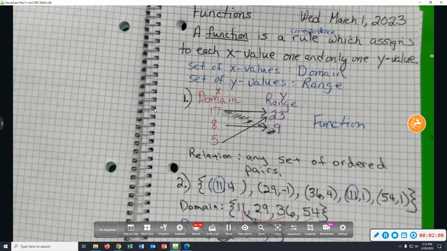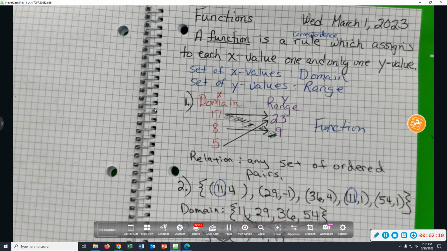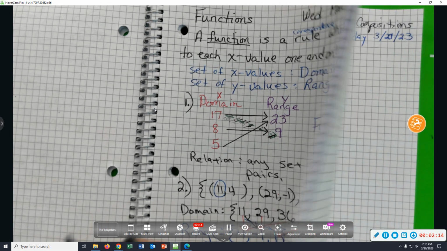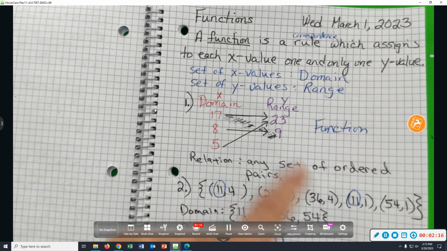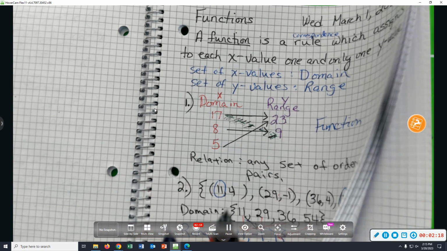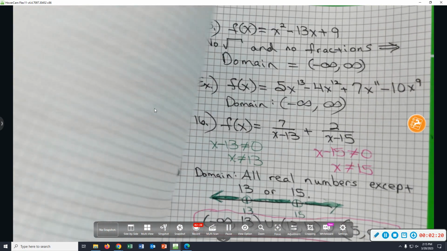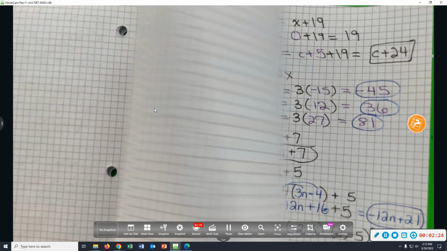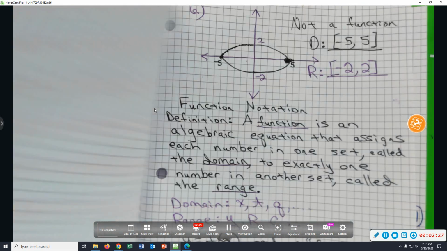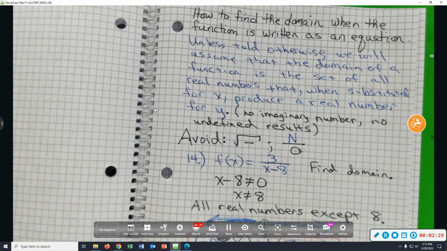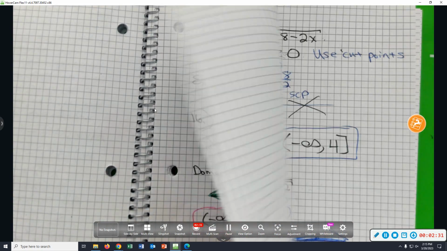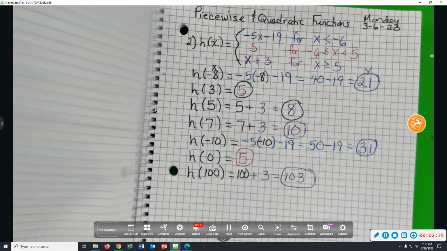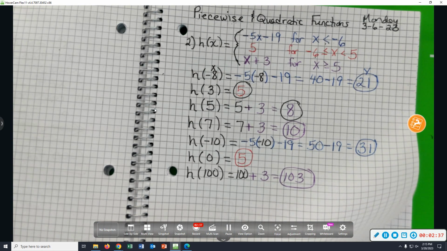But anyway, we said a function's a rule which assigns every x value exactly 1 y value. We talked about domain being the set of x values, y being the range. Before spring break, we discussed particular types of functions called piecewise and quadratic functions. That was the last lecture before spring break on March the 6th.